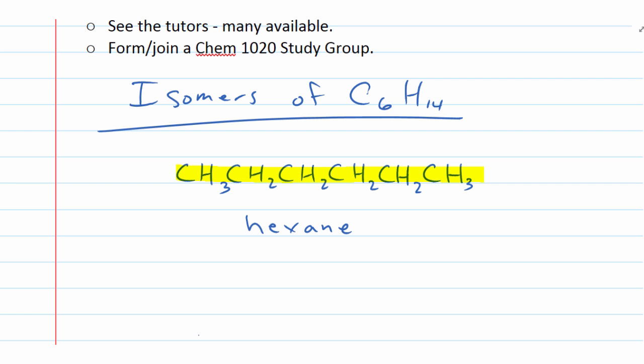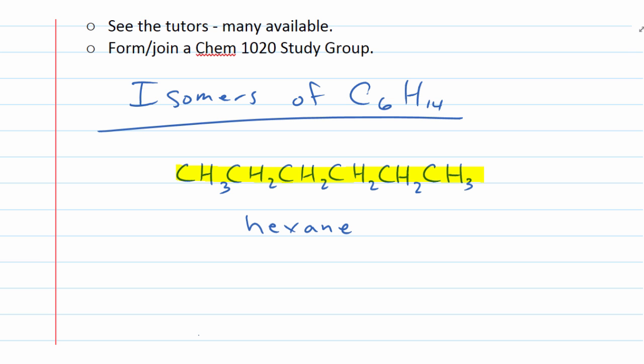Now we can actually arrive at it 2 ways. We get 1, 2, 3, 4, 5, or we go 1, 2, 3, 4, 5. And either way, we find that the longest consecutive chain is 5 carbons. So we have the 5 carbon. This gives us the parent chain. This parent chain would have a name of pentane. That would be pentane.